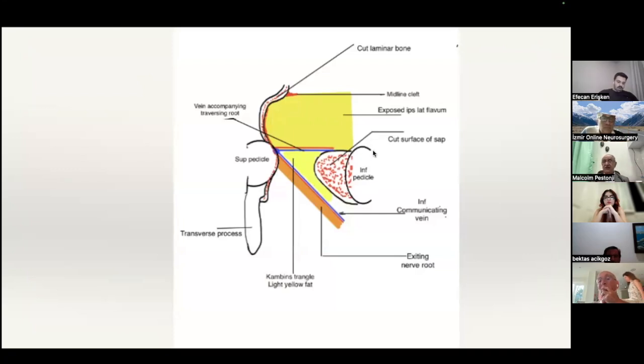SAP ledge, inferior pedicle, superior pedicle, lamina cut up to the dural separation zone, flavum kept intact, explore the Campbell's triangle, take a lateral approach, enter from here, put in your cage. The veins will guide you and protect you. The flavum will guide you and protect you.